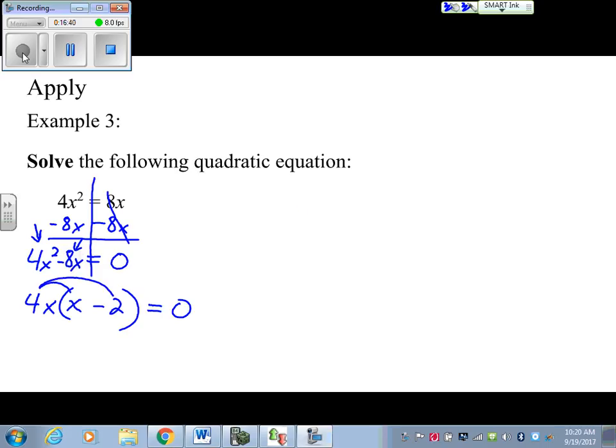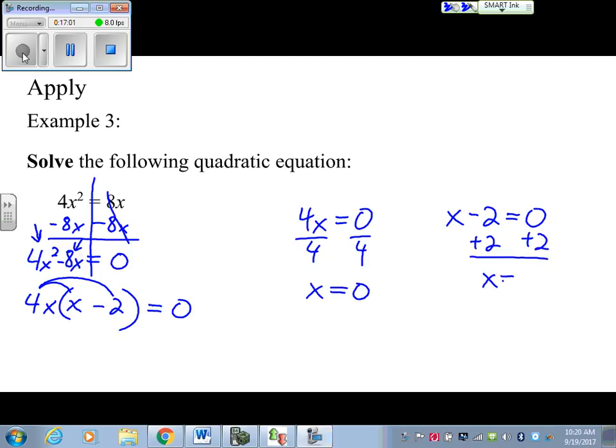Now we can take each of our factors, one of which is that monomial factor 4x, set that equal to 0, and then take x minus 2 and set that equal to 0. Well, to get x alone here, all I do is divide by 4, and I get x equals 0, because 0 divided by anything is 0. And then simply add 2 to both sides here, and I get x equals 2. So our final answers are x equals 0 or 2.